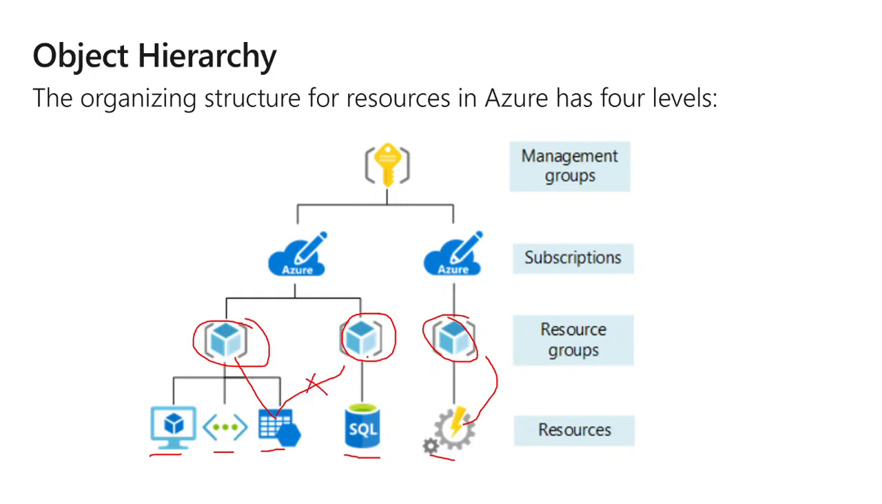Same way, a resource group will be part of any one subscription. It cannot be part of two subscriptions, right? I have multiple subscriptions, so I cannot make a resource group belong to two subscriptions. It's a single one-to-one connection in Azure. Make sense?